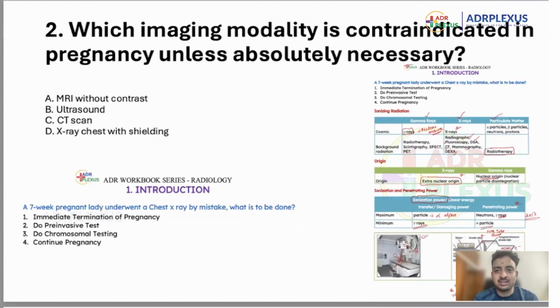Second question is something that is very simple and almost everyone knows the answer: which imaging modality is absolutely contraindicated in pregnancy? So we start the session of radiology by telling about radiation and its hazards. So we know which are the investigations containing ionizing radiation and which are the investigations containing non-ionizing radiation. So pregnant women should not be exposed to investigations that require ionizing radiation. So CT scan is an absolute contraindication for a pregnant woman. So the answer is CT scan.